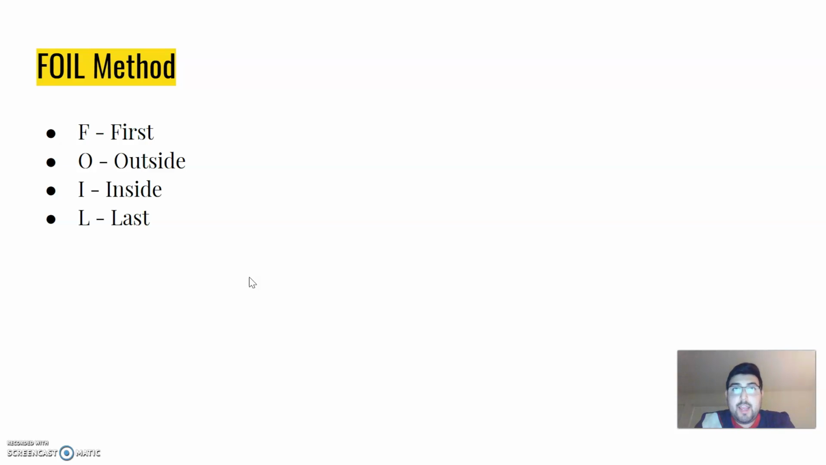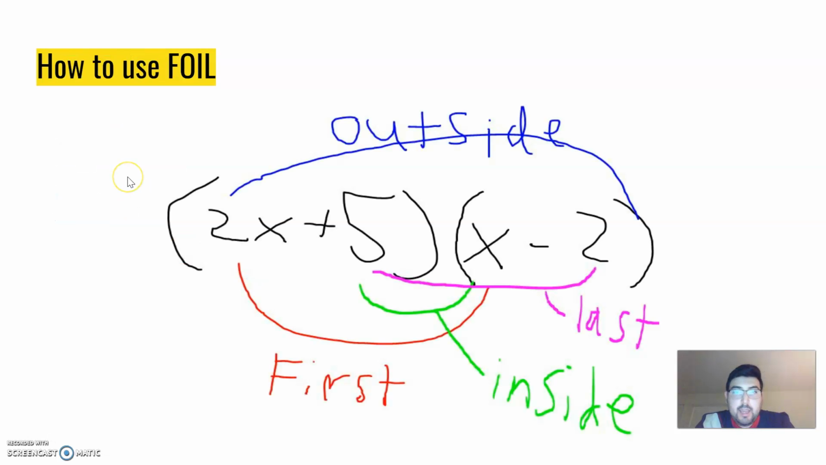All right, let's go to the next one. FOIL is an acronym, so it stands for something else. Each letter stands for a word. F stands for first, O stands for outside, I is inside, and L is last. That makes up what FOIL is. Now, this is how to use FOIL.